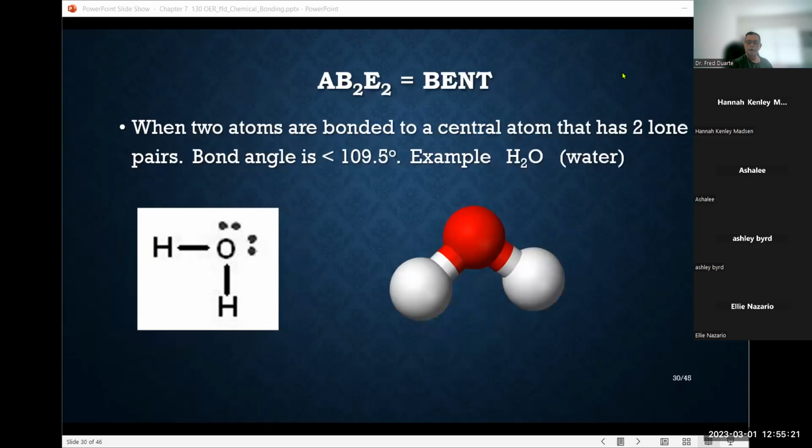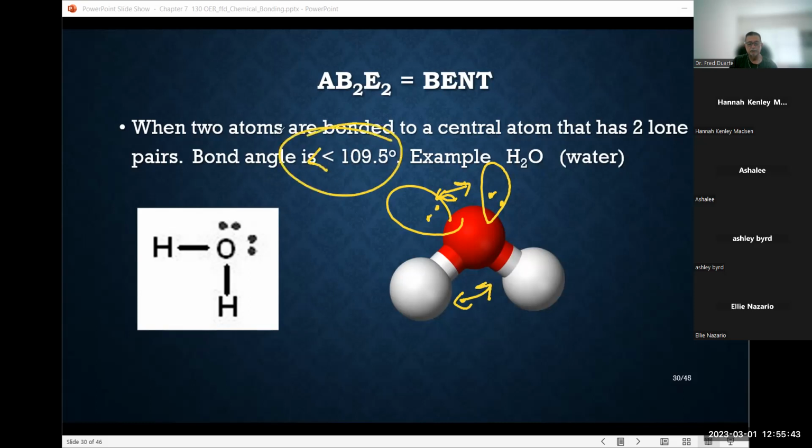And here we have water. Again, 2 lone pairs. Okay, really repelling here, really repelling, causing that bond angle between the hydrogens to be much, much less than 109.5. Okay.